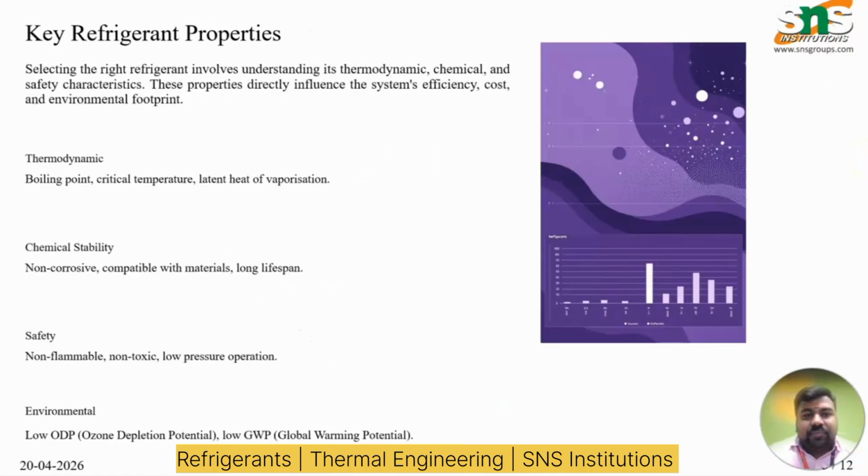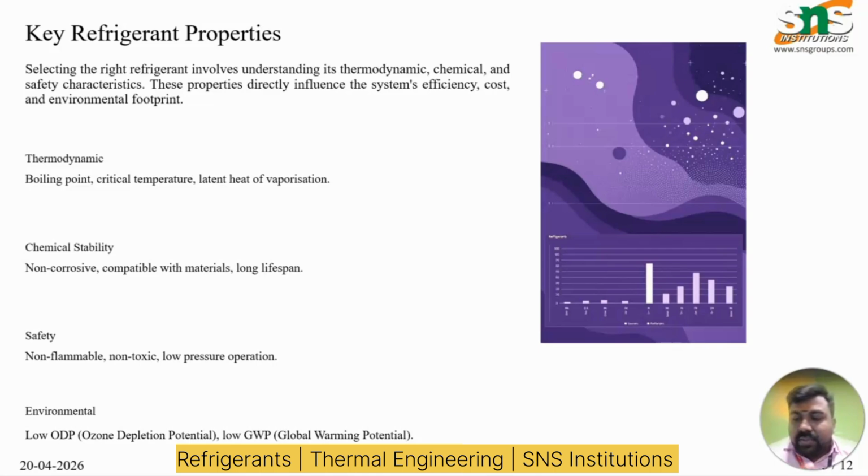So some key refrigerant properties are thermodynamic properties, chemical stability properties, safety concerns as well as environmental concerns. So selecting the right refrigerant involves understanding the thermodynamic as well as chemical and safety characteristics. These properties directly influence the system's efficiency and also the cost of the system and the environmental footprint. Coming to the thermodynamic properties, such as boiling point, critical temperature and the latent heat of vaporization.